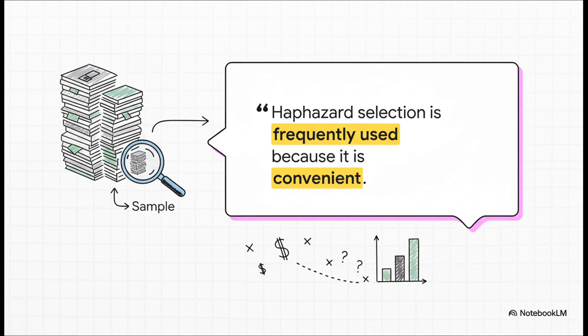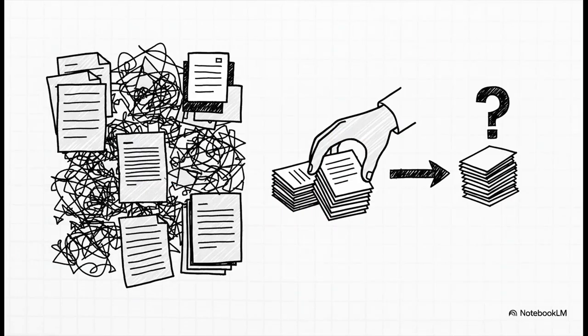And then there's the method that sounds exactly like what it is, haphazard selection. This is where an auditor just goes for what's convenient. Maybe they open a random file cabinet and grab a few invoices without any real system. But as you can probably guess, this comes with a pretty big catch. And here's the catch. It's all about human bias.